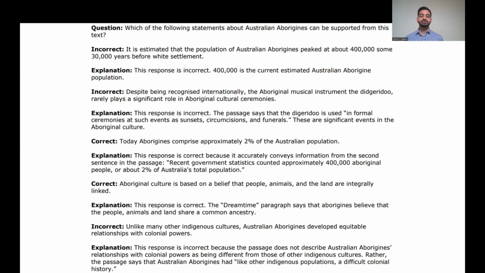Option number 5, unlike many other indigenous cultures, Australian Aborigines developed equitable relationships with colonial powers. Well, the response is incorrect because the passage does not describe Australian Aborigines' relationships with colonial powers as being different from those of the other indigenous cultures. Rather, the passage says that the Australian Aborigines had, like other indigenous populations, a difficult colonial history. So that is contradictory information as well.